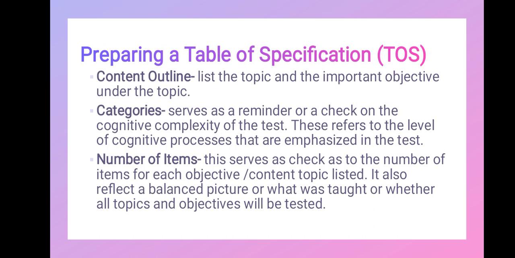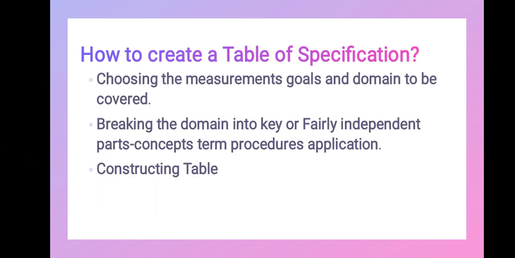In preparing a table of specification, let us consider the following. The content outline, which lists the topics and the important objectives under the topic. The categories serve as a reminder or a check on the cognitive complexity of the test. This refers to the levels of cognitive processes that are emphasized in the test. Number of items. This serves as a check on the number of items for each objective, content, or content topic listed. It also reflects a balanced picture of what was taught, or whether all topics and objectives will be tested.